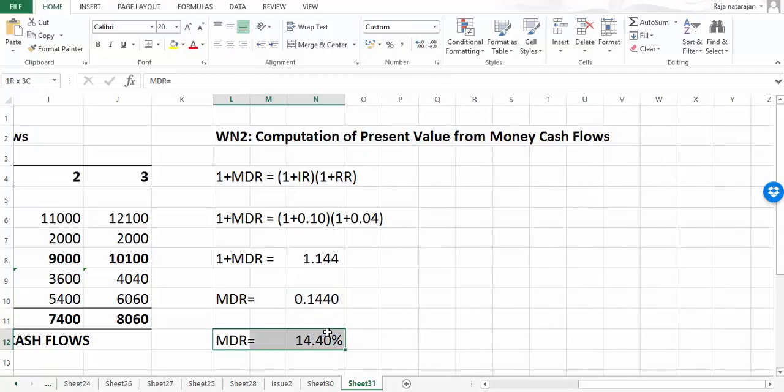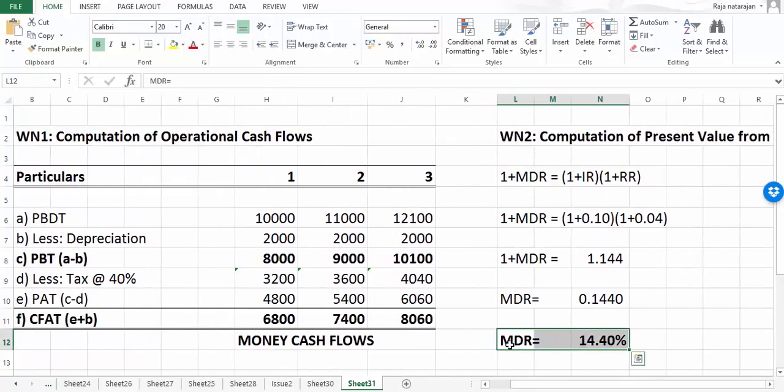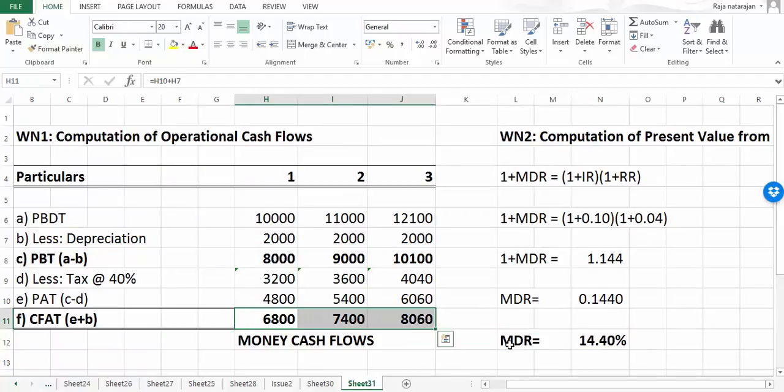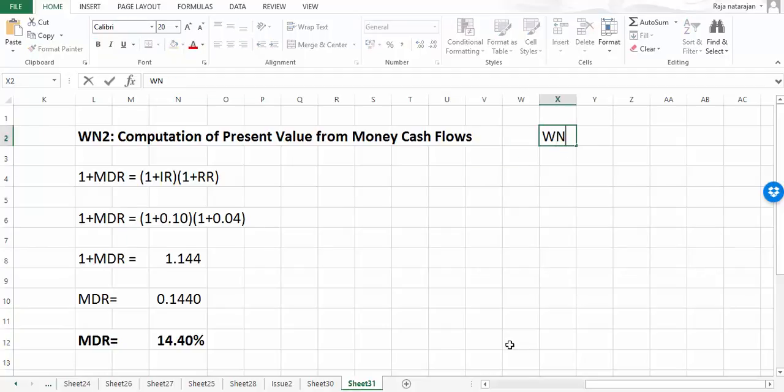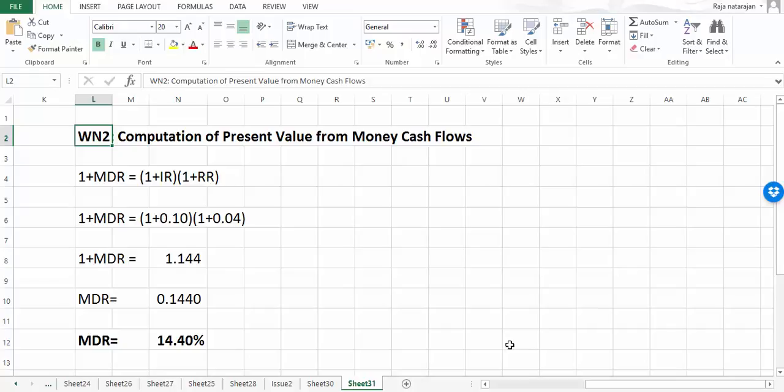So in this way I have the money discount rate, and here I have money cash flows. So now I'll be able to find out what is present value. So we'll have a working note 3 where we'll compute present value from money cash flows. Probably, in working note 2, I have indicated that we can compute present value from money cash flows where we have calculated the money discount rate. So instead of opening a separate working note, I'll work in this itself.